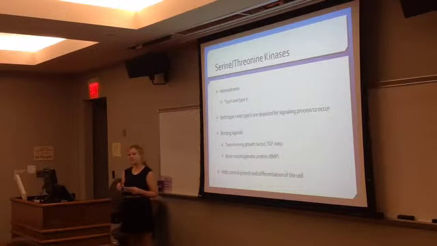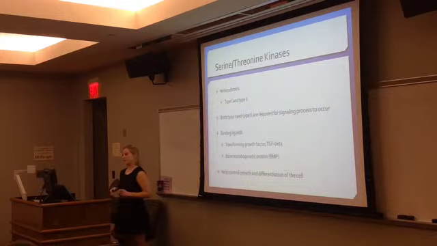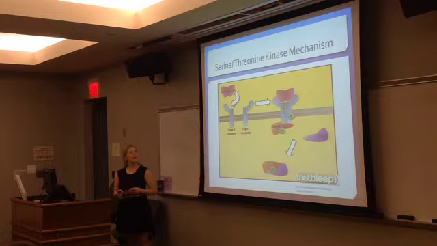The ligands that bind to these receptors are the transforming growth factor and the bone morphogenetic protein. And then when these bind to the receptors, it causes phosphorylation of serine and threonine residues. These also help with the cell growth and differentiation. And this is a diagram of the serine-threonine kinase.